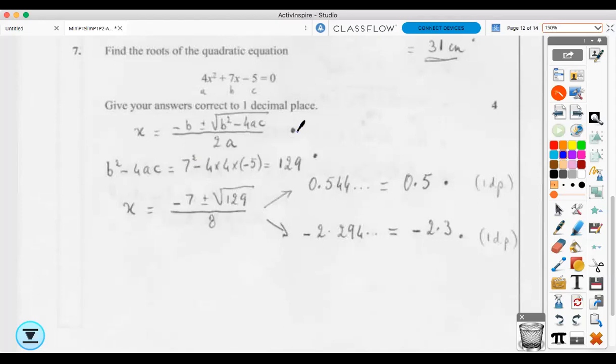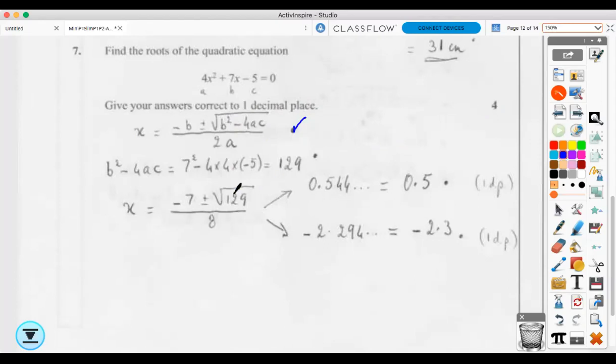the first mark was to open your formula sheet and say, to find x, because I've been asked to give my value to 1 decimal place, I'm going to use the quadratic formula. So even writing this, which is copying from the formula sheet, would give you 25% of the marks. Okay, so that was the first thing.